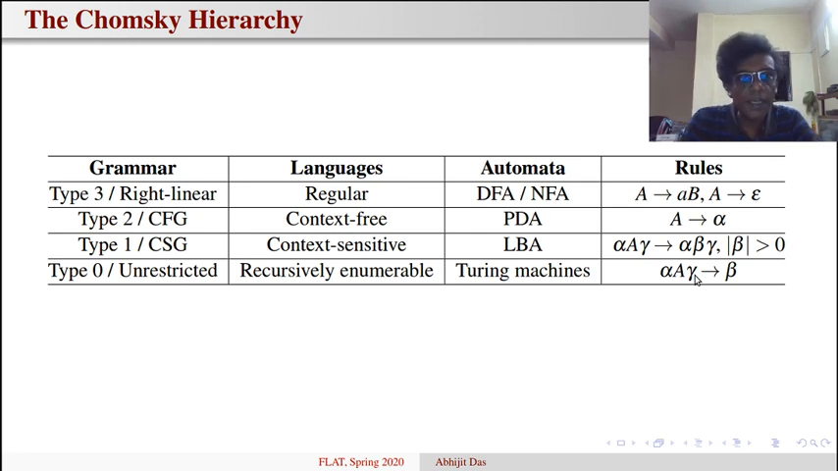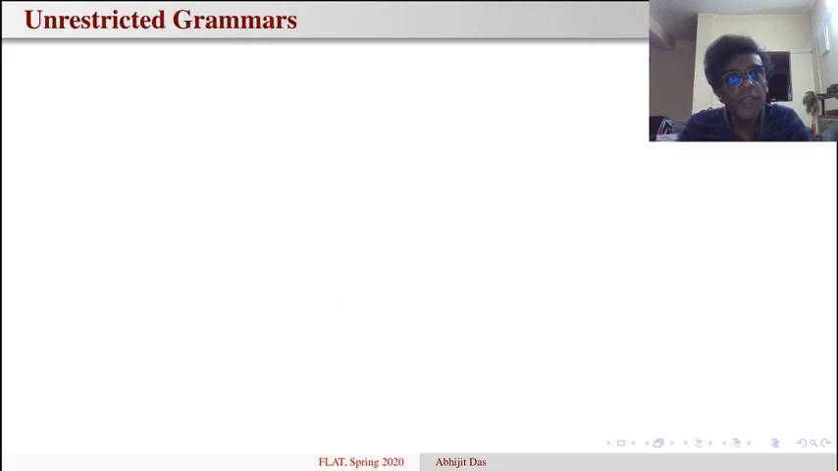So this is the hierarchy of grammars and also the hierarchy of languages, hierarchy of automata. So we have studied earlier these things in detail. A little bit of these we have talked about. Now we will look at unrestricted grammars. So first let me define unrestricted grammars formally.